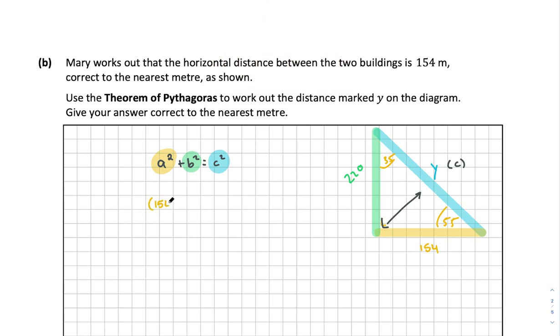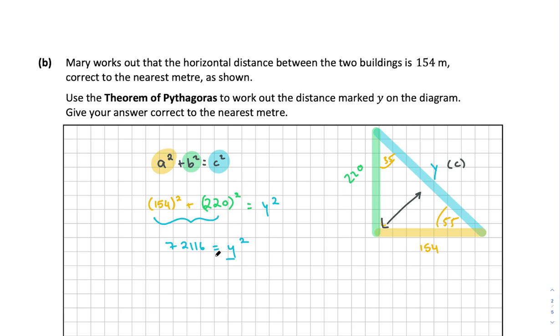So I've got 154 squared, plus, for B, the side B here is 220 squared, is equal to C squared, which is actually the letter Y, and we're going to square it. So I'm going to put all that into my calculator. 154 squared plus 220 squared. If I add those two together and put all of that into my calculator in one go, I get 72116, and that's equal to Y squared.